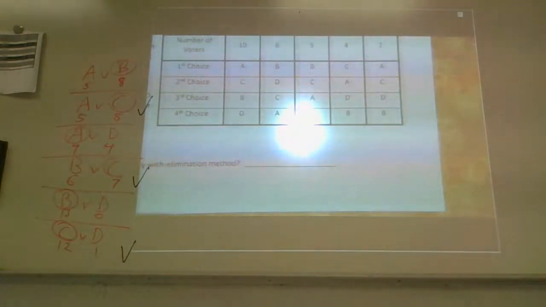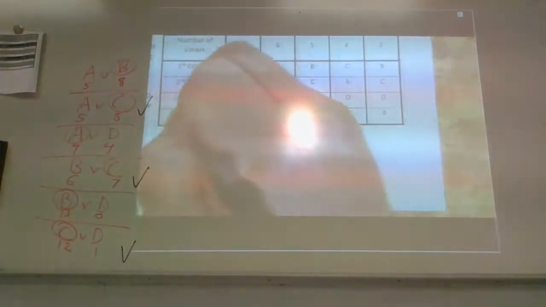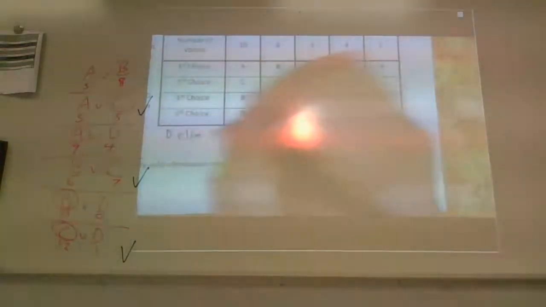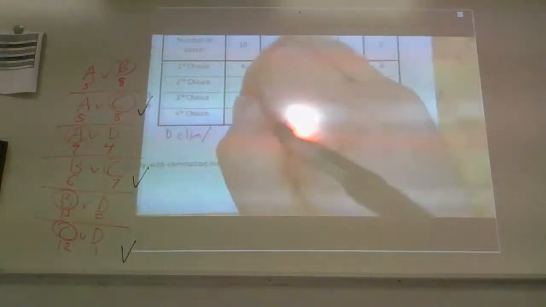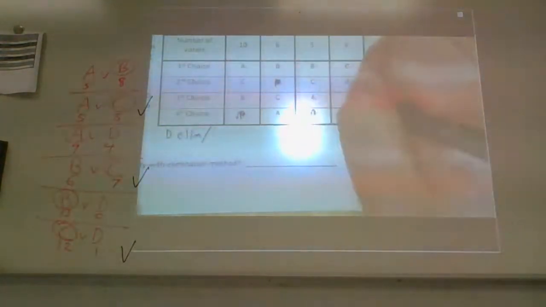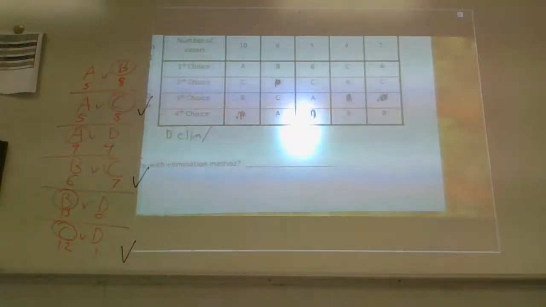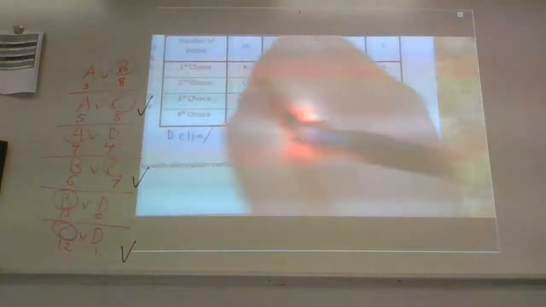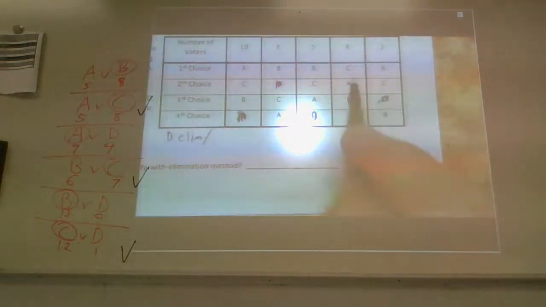D has to be eliminated first. In fact, at the bottom of the table, I'm just going to write D eliminated. Now I'll cross out D everywhere it appears. D is gone from this vote. D had 0 first place votes. Well, who goes next? C is eliminated next because C has the lowest number of first place votes.